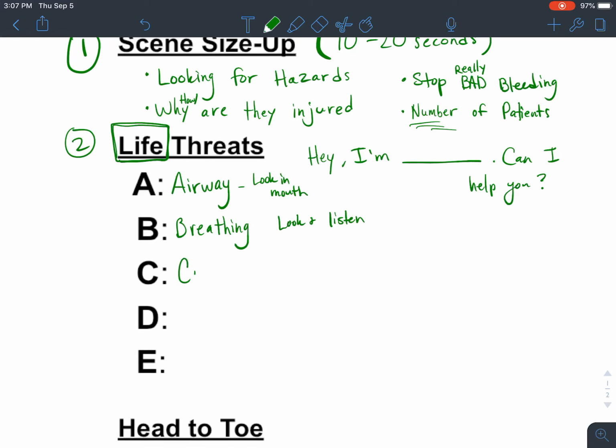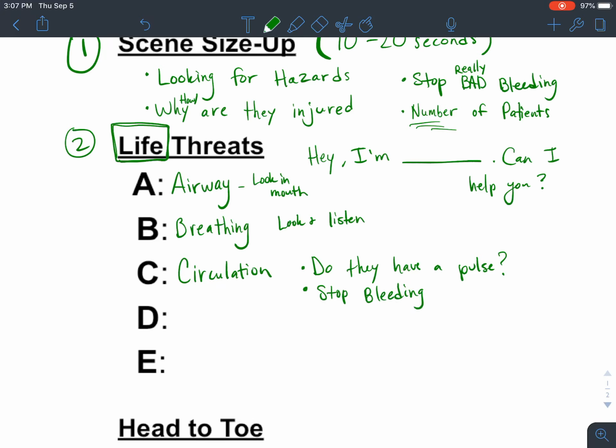Next, C is circulation. We want to make sure that their circulatory system is intact. So circulation, we need to see, do they have a pulse? If they have a pulse, that means that their heart is pumping. If they don't, then their heart's not pumping, and that means that we need to initiate CPR. If there's anything that's going to threaten their life because of bleeding, we need to stop any unnecessary bleeding that might be happening.